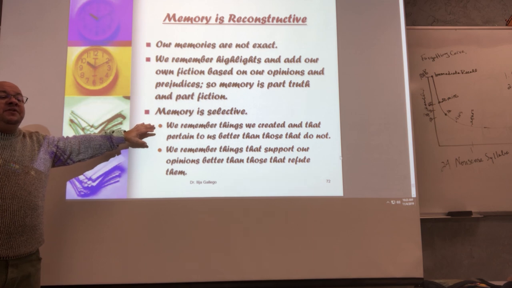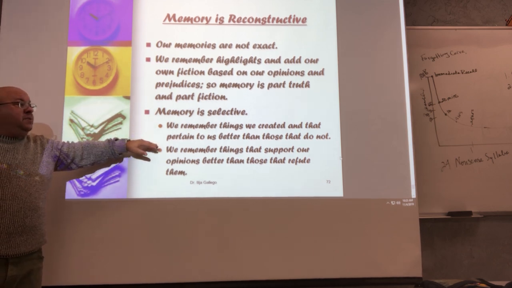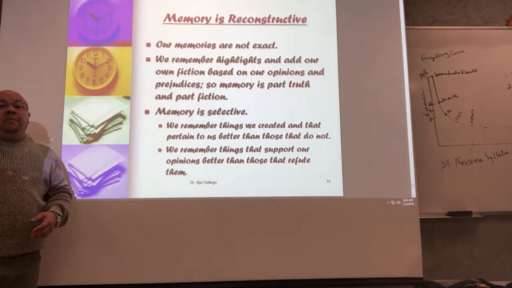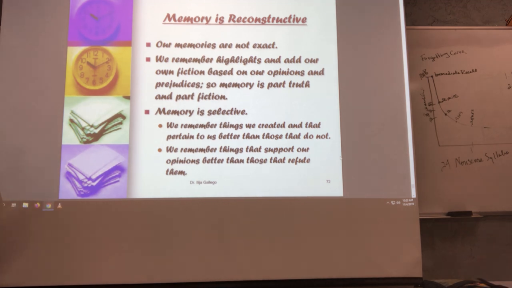Memory is also very selective. We remember things that we created and that pertain to us much better than things that do not pertain to us or that we did not create. And also we remember things that support our opinion more so than things that don't. So if something supports your opinion, you're going to remember it better than facts that go against your opinion.